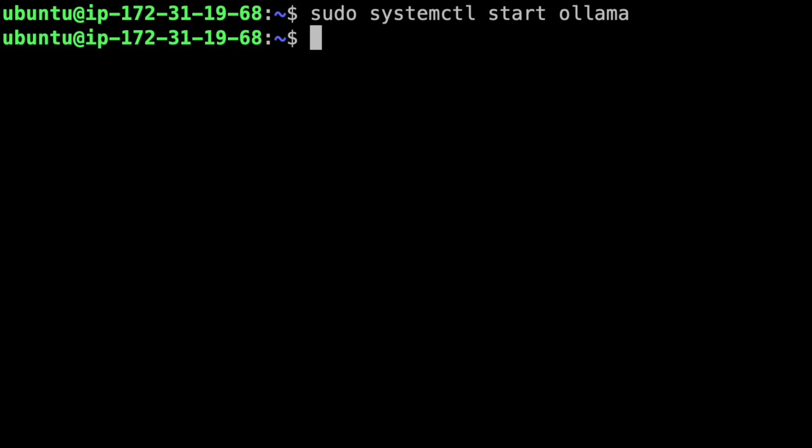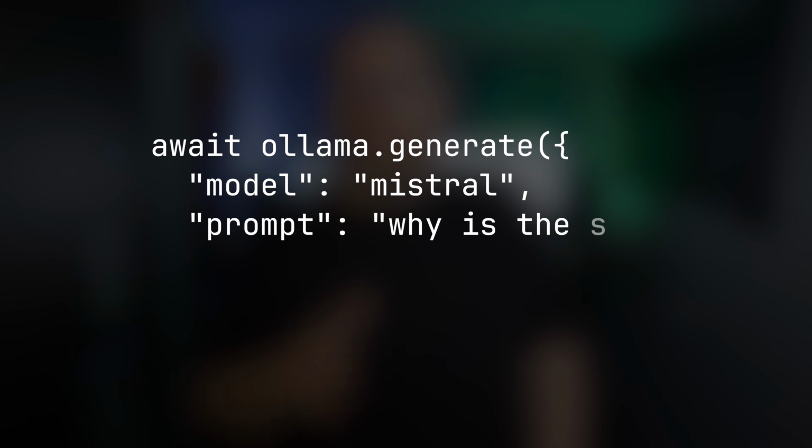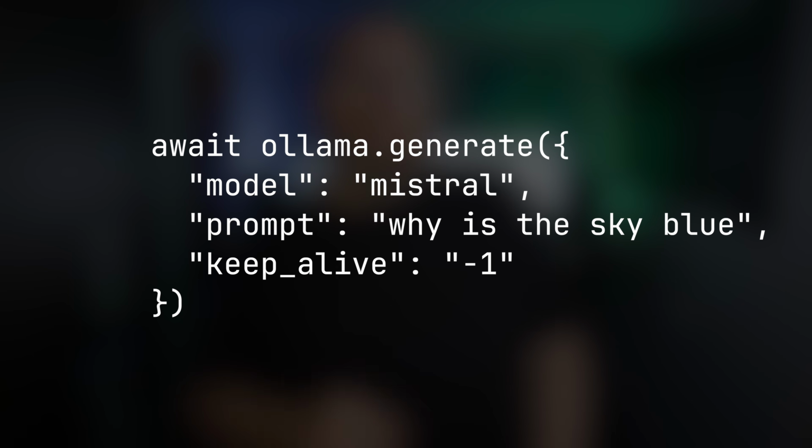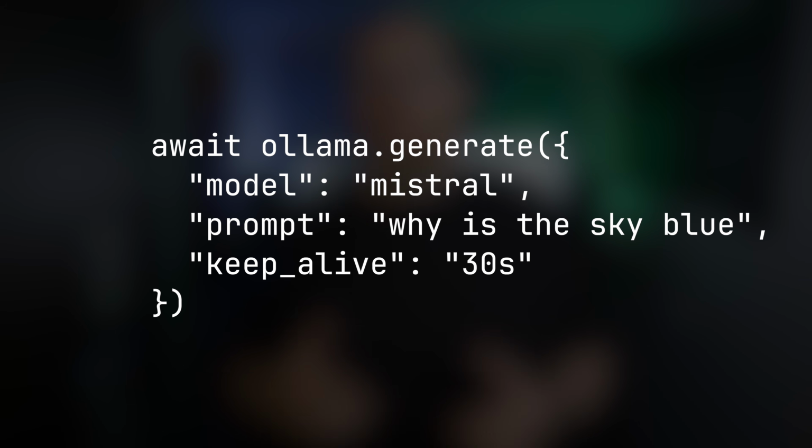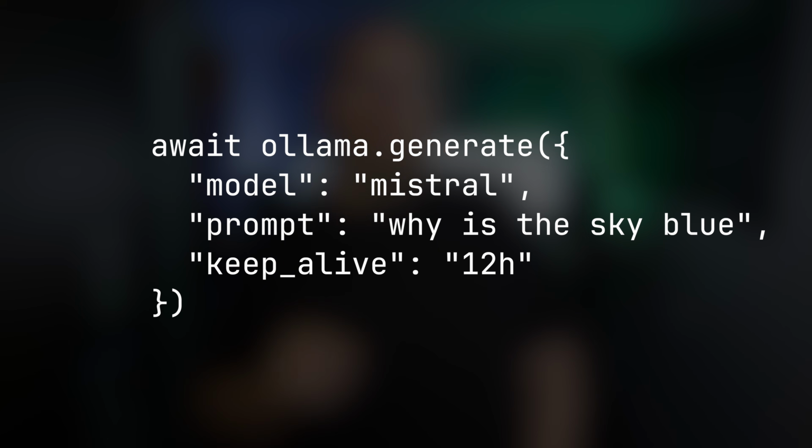Now, some folks hate the fact that Ollama gets rid of the model after 5 minutes. They either want the time to be shorter or longer. You can set the time using the API parameter of keepAlive. If you set keepAlive to -1, Ollama will keep the model in memory forever. Or you can specify the seconds, minutes, or hours. For now, as of this recording, this has to be done in the API and not via the CLI or environment variables.